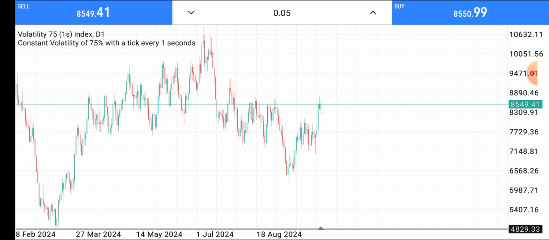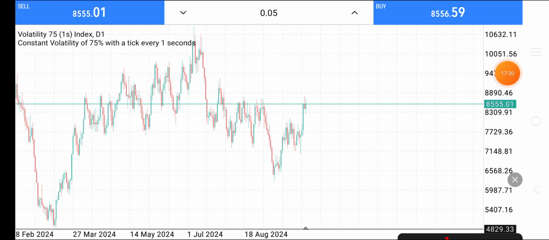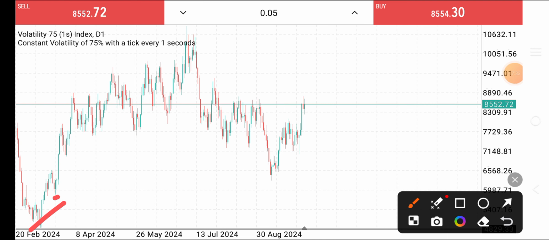So now, from the last movement, we can easily tell that the structure of the market is kind of pulling up. You can see.